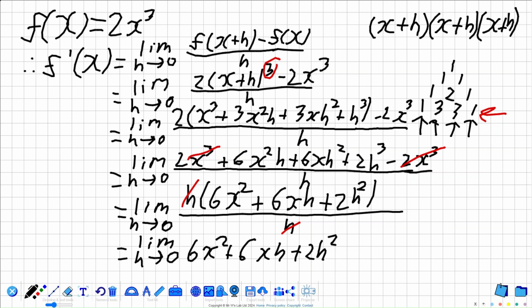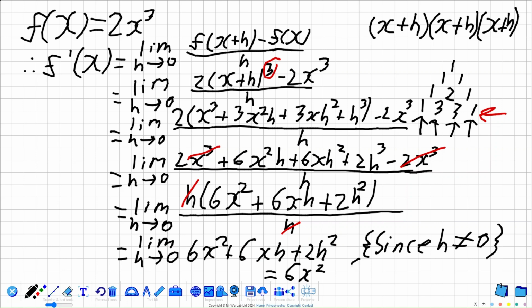And what I can say is, since h doesn't equal 0, that's why I can cancel this out, because if we were dividing by 0, we would have an undefined value, which we cannot have. And then I can just say this will equal 6x squared. So we can see that both these have h's, and we know that h is approaching 0. It's not 0 exactly, but it's approaching it.